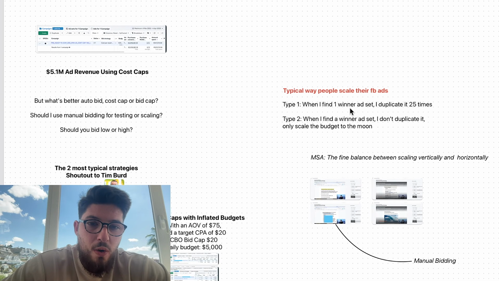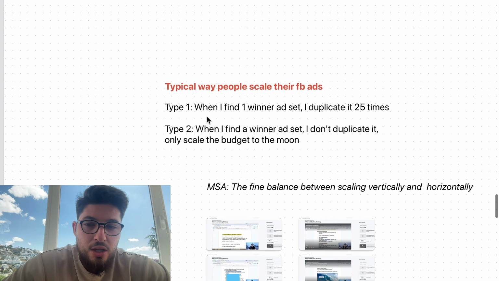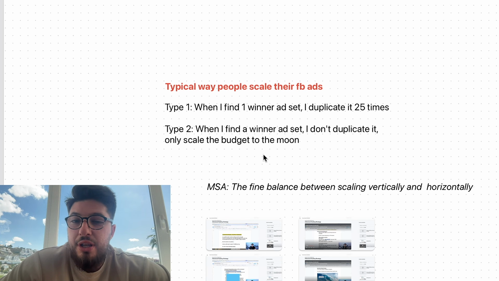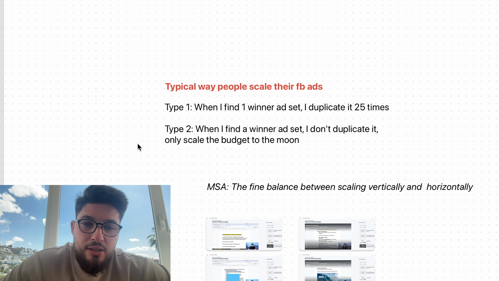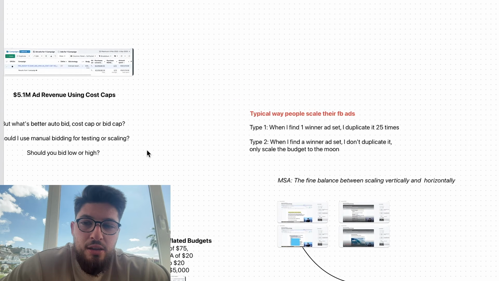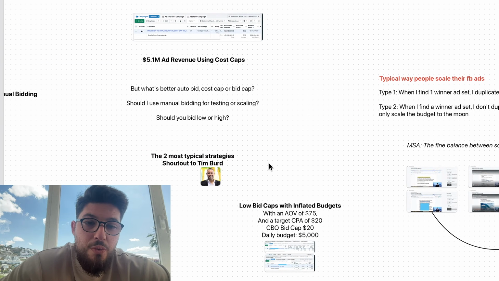Don't be type number 1 media buyer where you duplicate like crazy. Don't be type number 2 in the ads manager, where you don't duplicate, you only scale budget to the moon every day, increasing the budget by 100%. Just find a balance in between both. Run cost caps and enjoy media buying.